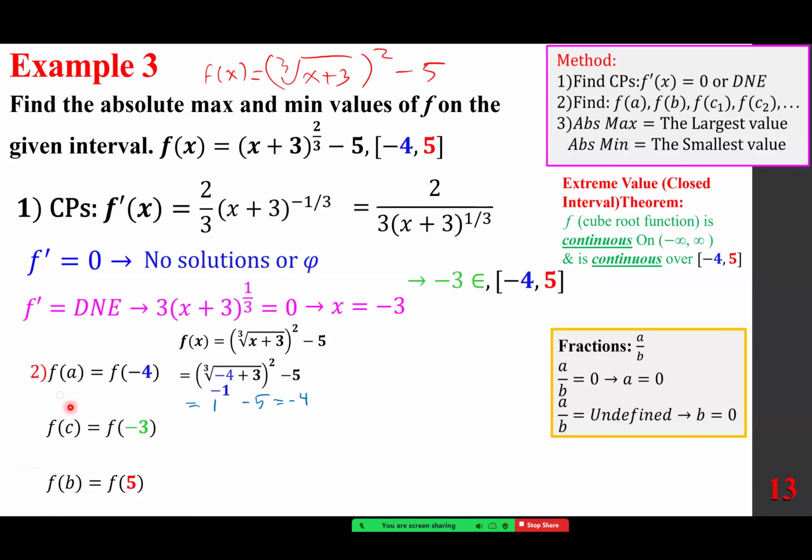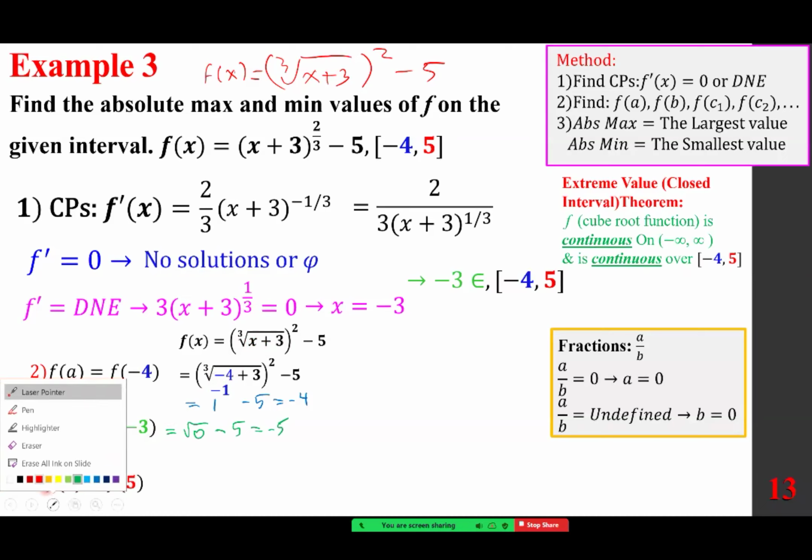-3, I'm not going to even evaluate it. Class, if I put -3 here, it gives you 0. I hope you recognize that if I put -3, I get cube root of 0, squared, minus 5, which is -5. If I put 5 in there, I get 8.